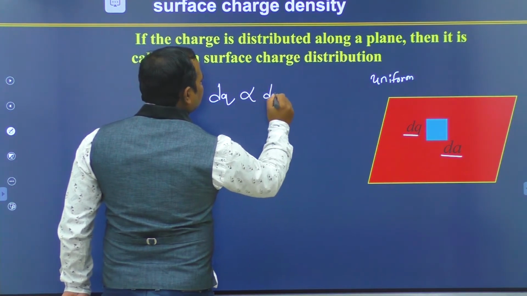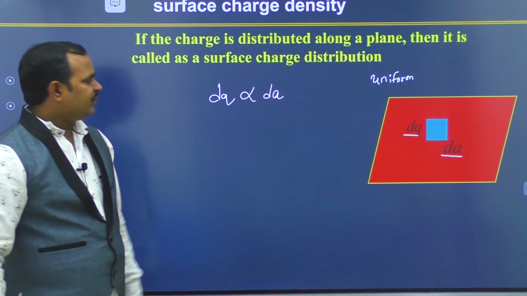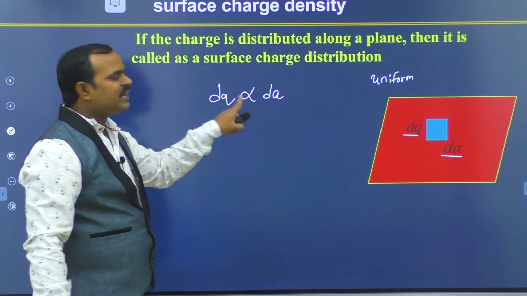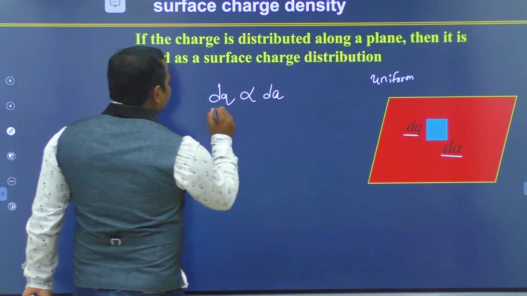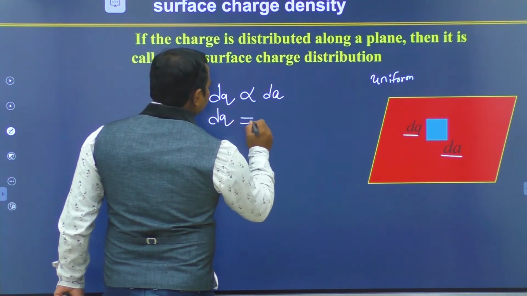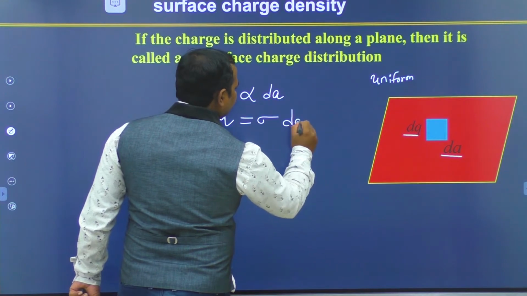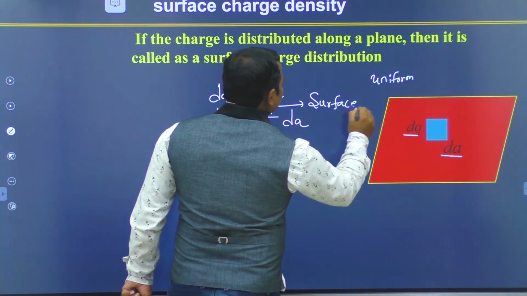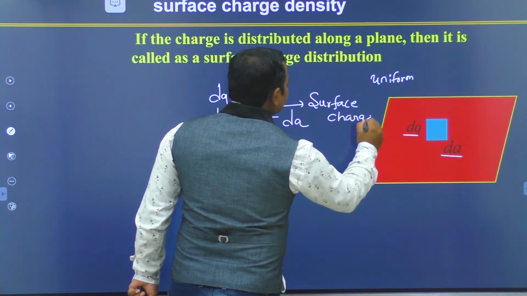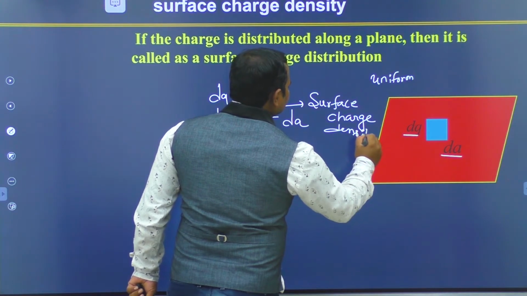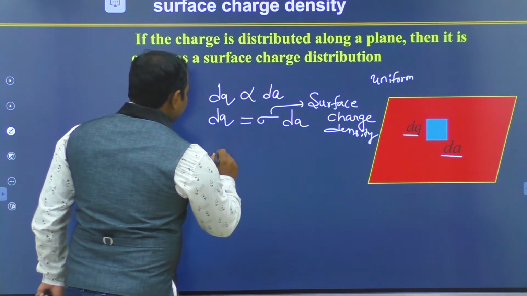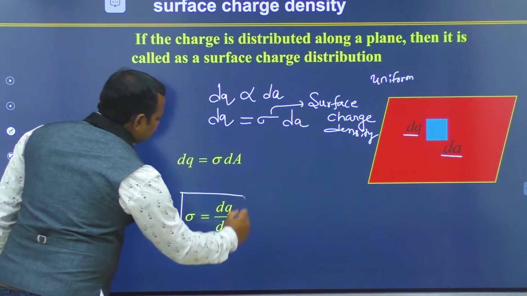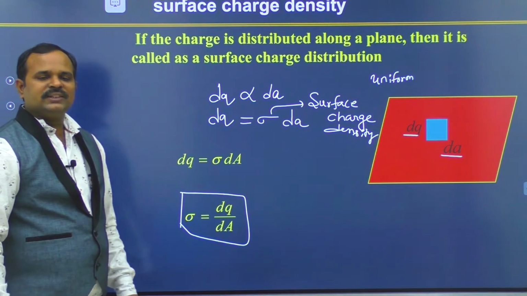Then we can write dq is directly proportional to dA. If you are taking a small charge dq in an area element dA, then dq is directly proportional to dA. If you remove the proportionality constant, it can be written as sigma into dA, where sigma is called the surface charge density. So sigma is equal to dq by dA.